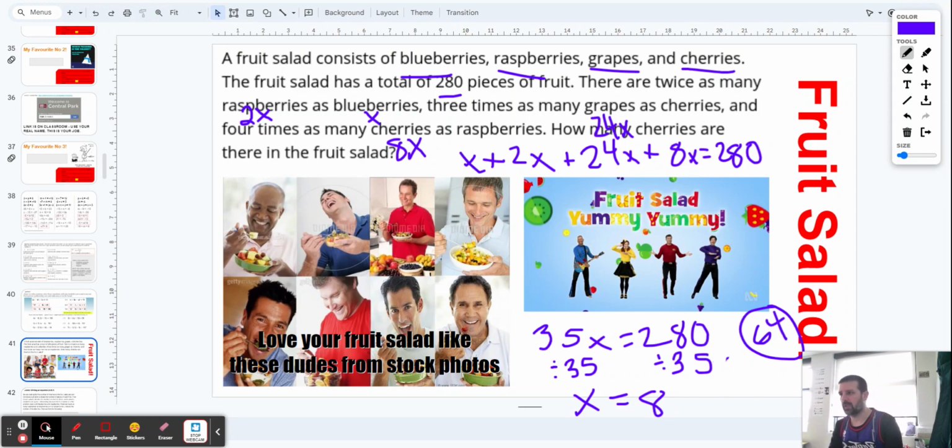okay? And now I would check my work, okay? Is 8 plus 2 times 8 plus 24 times 8 plus 8 equal to 280? Yeah, the answer is yes, okay? So that's how you solve that one, okay?